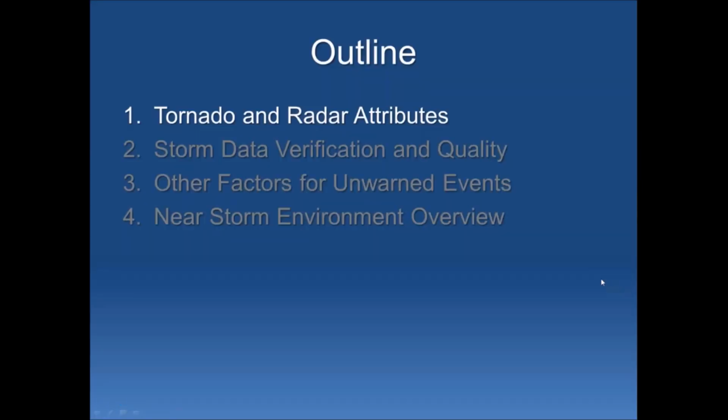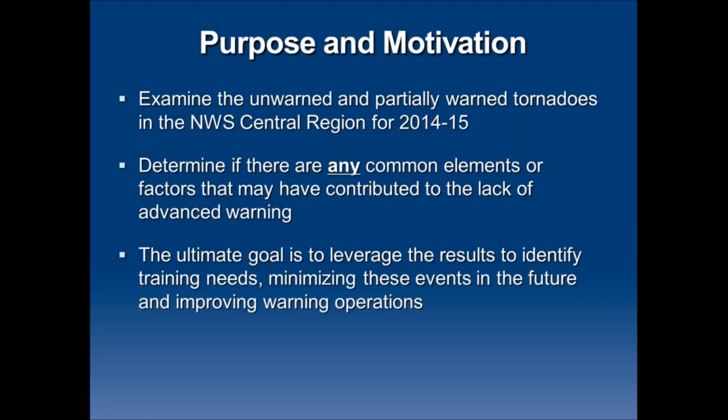So this is just a general outline of the presentation that we're going to follow. I'm going to pretty much do section one, talking about the tornado statistics and some of the radar attributes. The purpose and motivation behind this is that we wanted to look at the unwarned and partially warned events across the central region for these 2 years. We wanted to see if there were any common elements or factors that might have contributed to the lack of an advance warning.